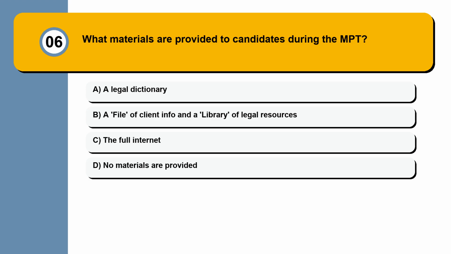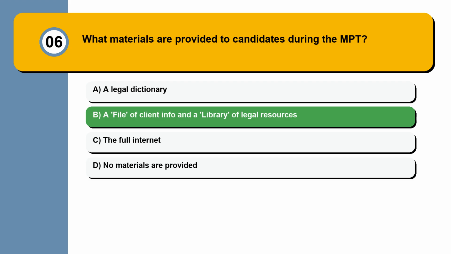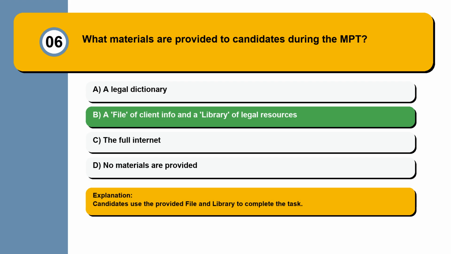Question 6. What materials are provided to candidates during the MPT? A legal dictionary, a file of client info, and a library of legal resources. The full internet. No materials are provided. Candidates use the provided file and library to complete the task.